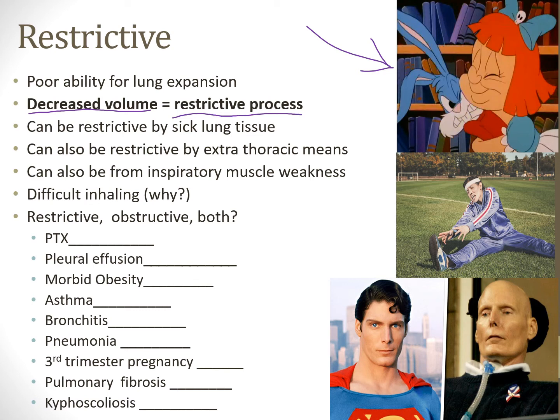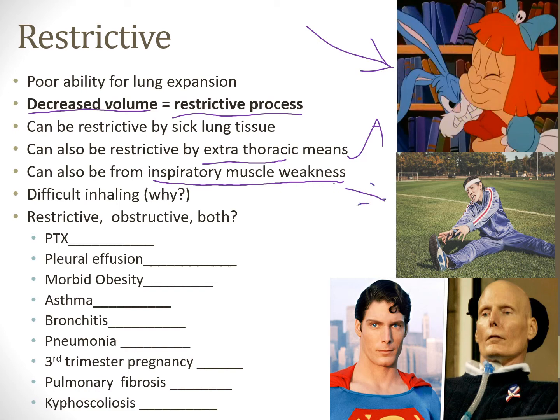So this can be by sick lung tissue, like we see with viral pneumonias, or pulmonary fibrosis, like an interstitial lung disease, or it can also be by extrathoracic means, and that's why this picture here. There's something that's restricting it from expanding. The other thing that can also cause a restrictive effect is inspiratory muscle weakness. Right, inspiratory muscle weakness. So this could be lack of use.